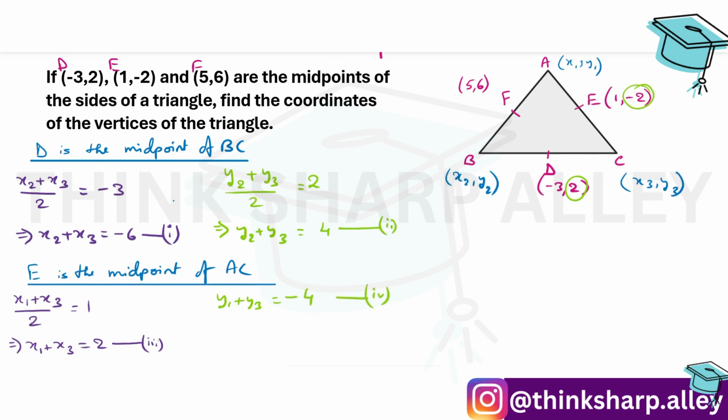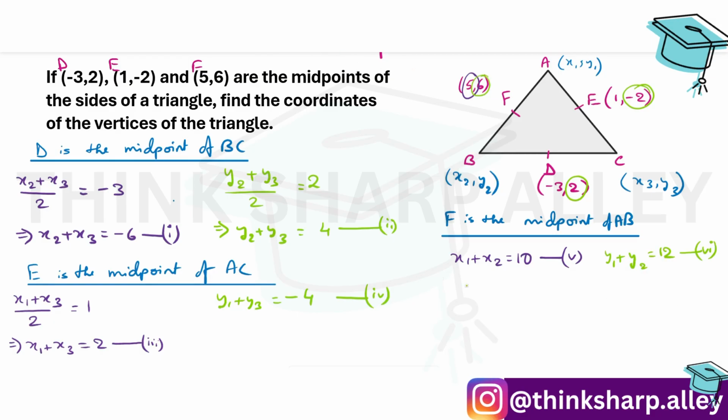And similarly, F is the midpoint of AB. So by now you have understood, x1 plus x2 will be 2 times 5, that's 10, which will be my equation number 5. And y1 plus y2 will be 2 times 6, that's 12, which is my equation 6. Now, the key idea over here is to add all the x equations separately and y equations separately.